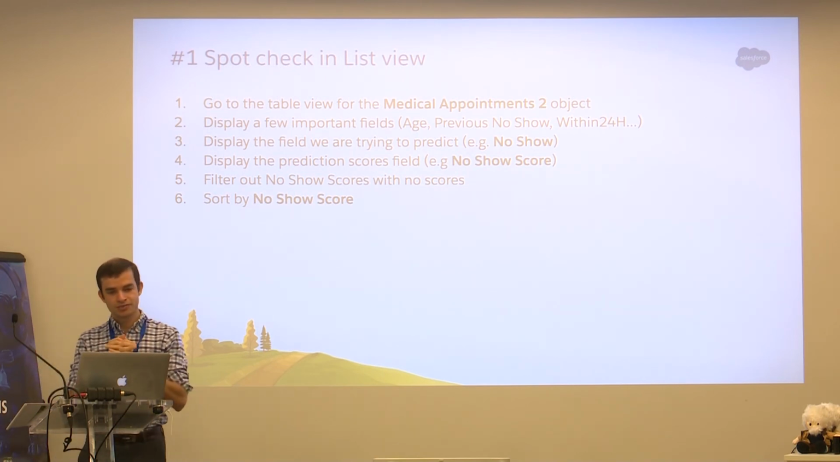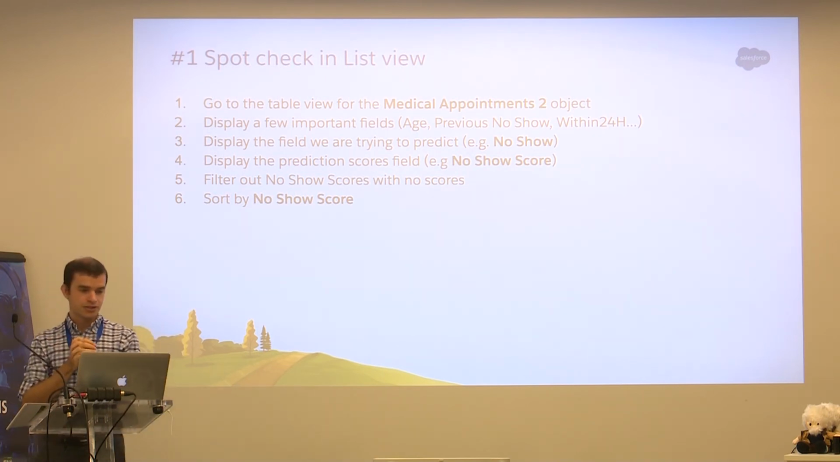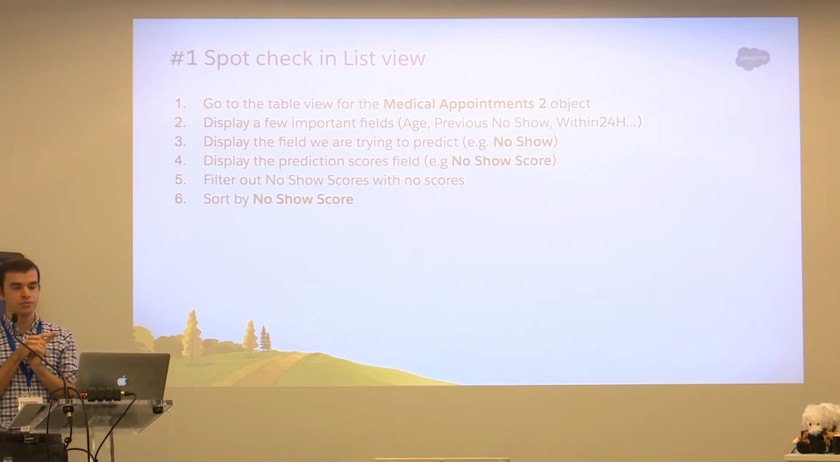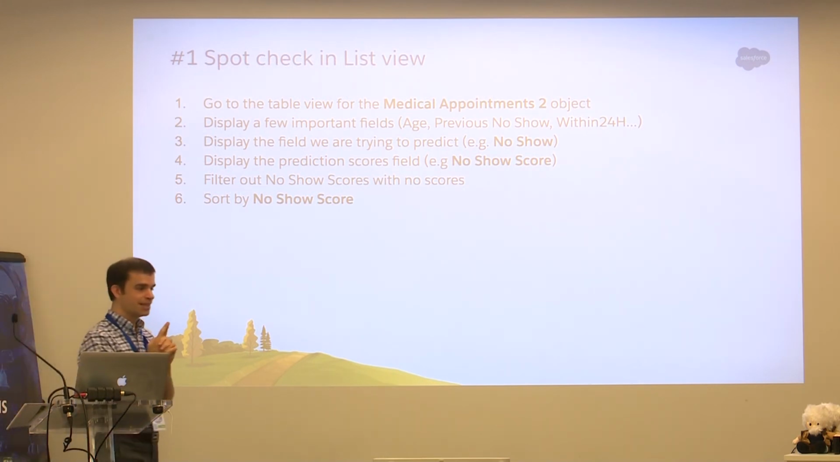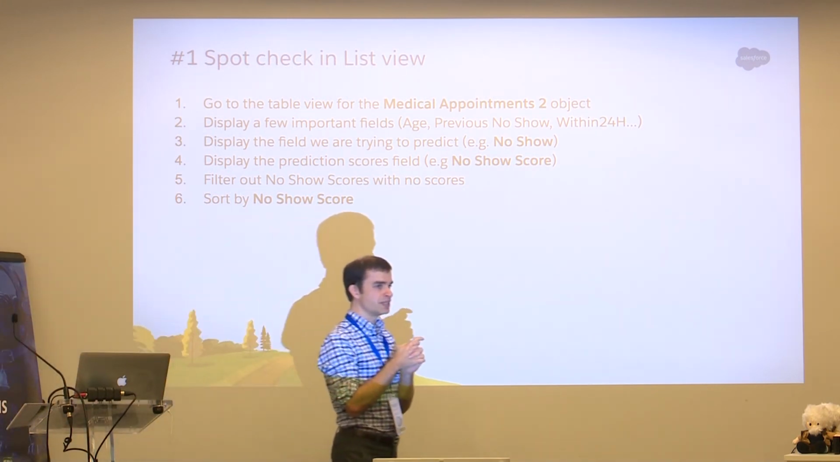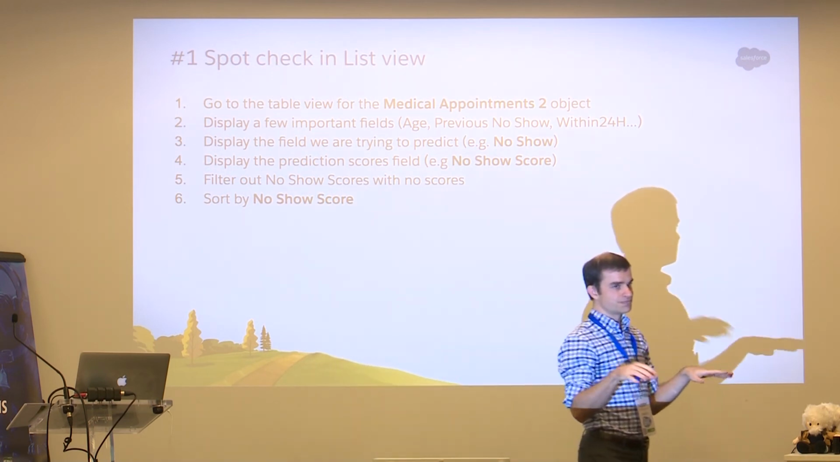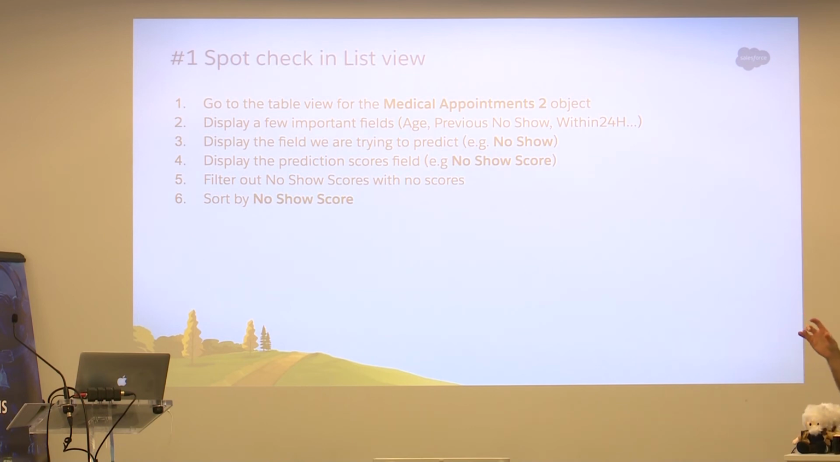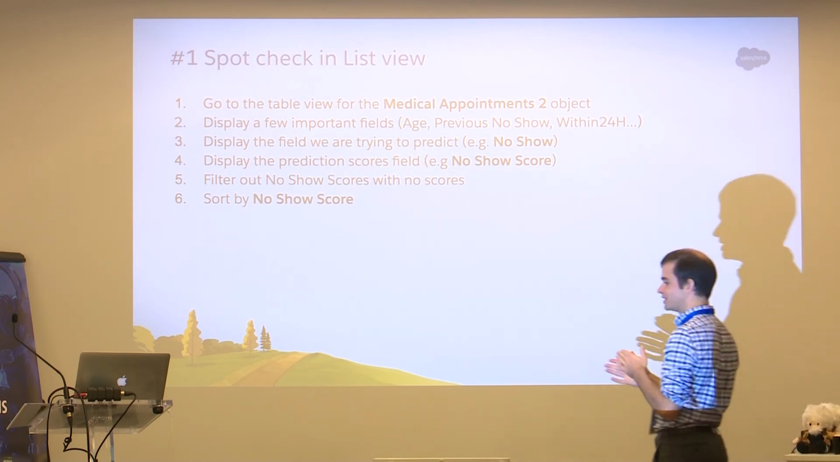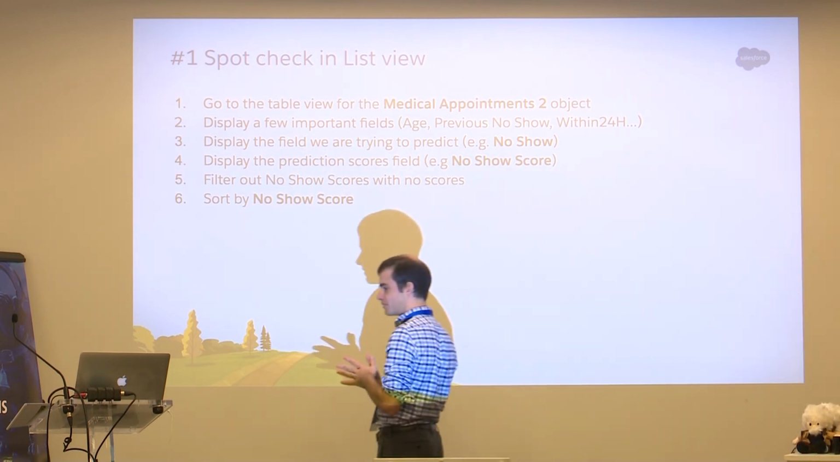To get that information, first go to the table view, but switch to medical appointments 2. Medical appointments 2 has exactly the same data as medical appointments 1, so all the information about the patient. But in the 2, we have a score. Pretend that it's been running, and so we created this. We copied the data set, we added the score.